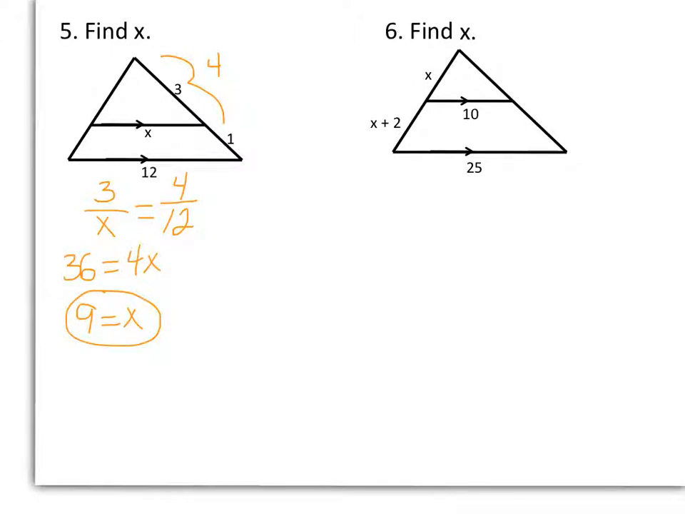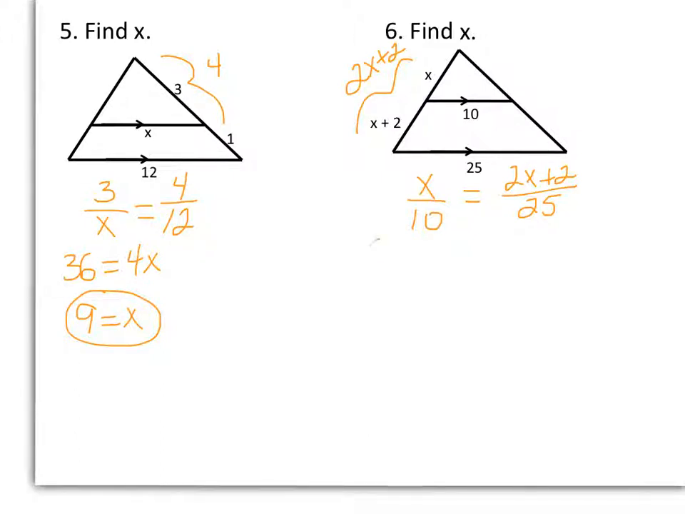Same idea in 6. Side of our small triangle over base of our small triangle. Then I have to add these two together to get the side of my large triangle. When I do that, I get 2x plus 2. So we'll put 2x plus 2 over 25. Side of the large triangle over base of our large triangle.